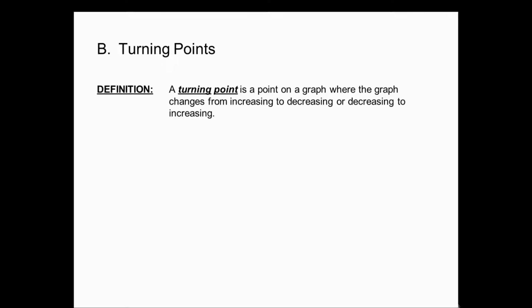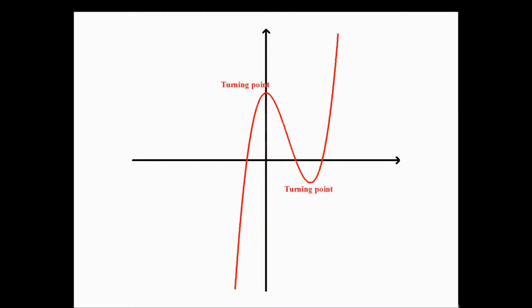Turning points. Okay, turning points. Definition: a turning point is a point on a graph where the graph changes from increasing to decreasing or decreasing to increasing. In other words, it turns. Okay, that's what it amounts to. It turns. So it changes from increasing to decreasing or decreasing to increasing.